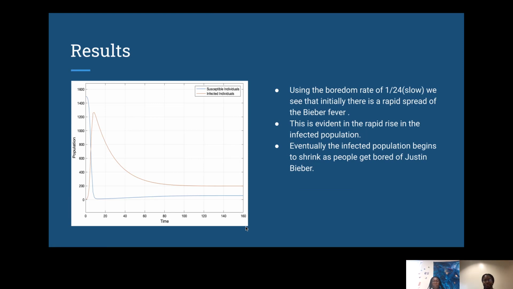This is the graph that was plotted using our Simulink block diagram. From the graph, in our block diagram, we used a boredom rate of 1/24, which is a relatively slow boredom rate. From the graph, we see that there is initially a rapid spread of the Bieber fever because we can see that there's a rapid rise in the infected population. Over time, the infected population begins to shrink. This is because people get bored of Justin Bieber over time, people mature out of Justin Bieber, and people also recover from the Bieber fever, in quotes.